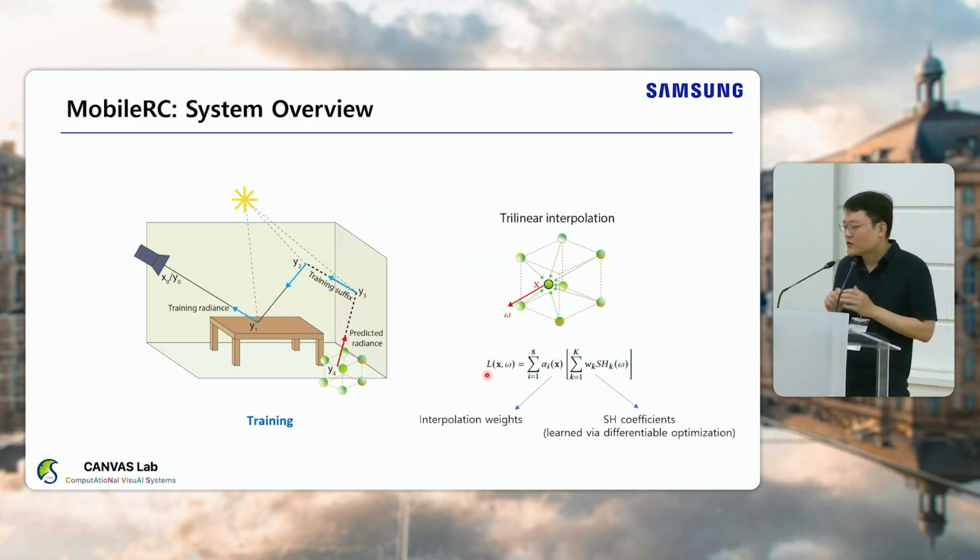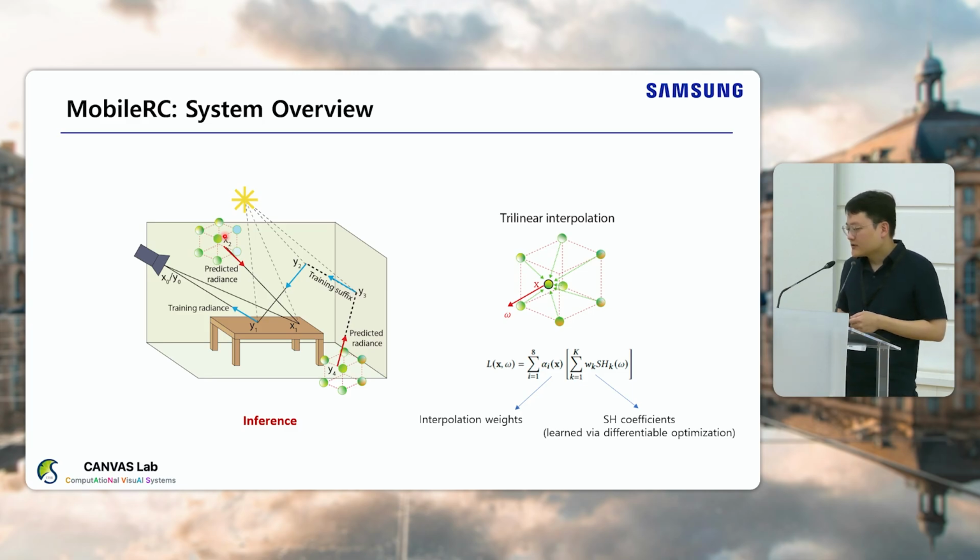So this is our system overview. We call it Mobile RC. Basically, we follow the same procedures as the original NRC paper. For training, we collect the training samples with long paths, and then we train the Plenoxels. We have an interpolation of 8 neighboring vertices, and then we update the spherical harmonic coefficients using differentiable optimization. And for inference, we use a short path, and then we use the learned radiance from Plenoxels.